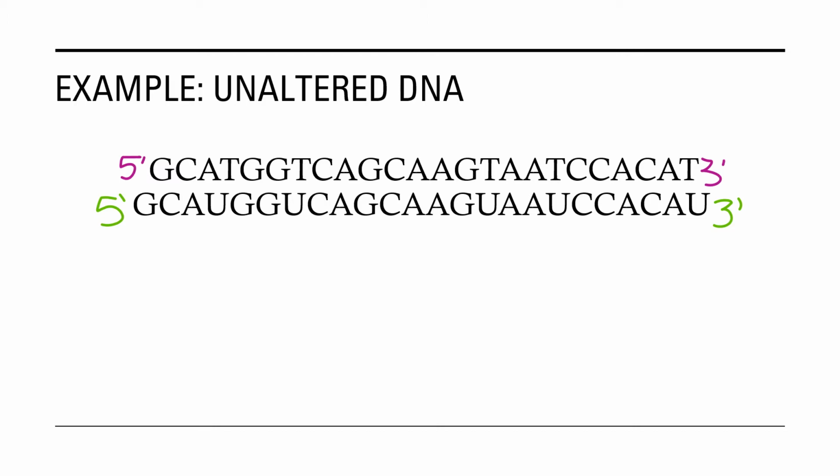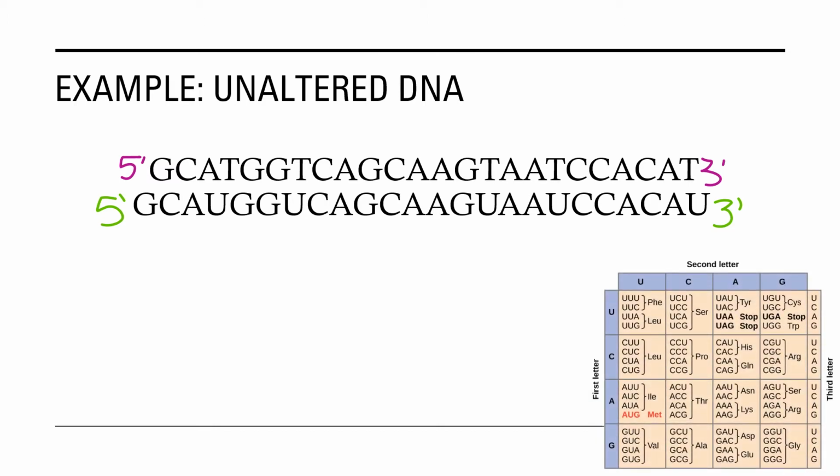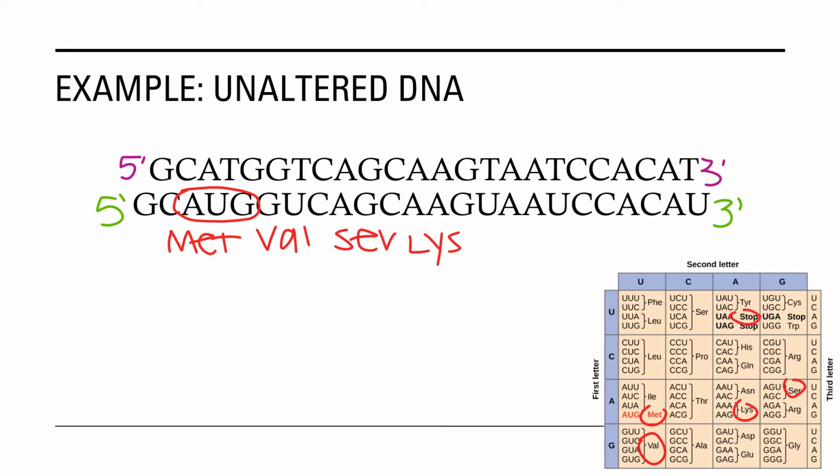Now we can use the coding dictionary to determine the amino acid chain this protein codes for. First, we need to find the start codon, AUG, which codes for the amino acid methionine. The next codon is GUC, so we get valine. AGC codes for serine, AAG codes for lysine, and UAA is a stop codon, indicating translation ends here.